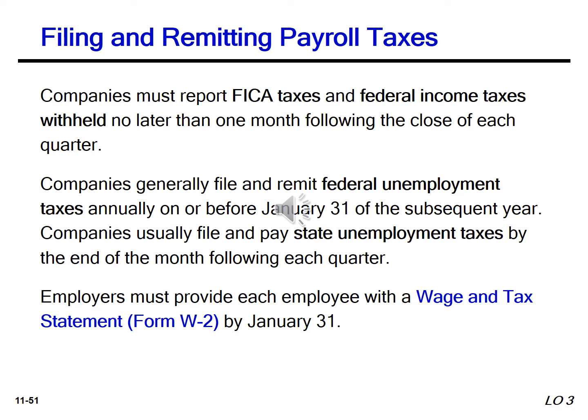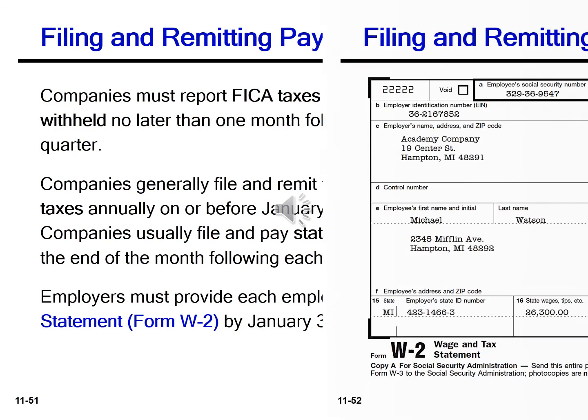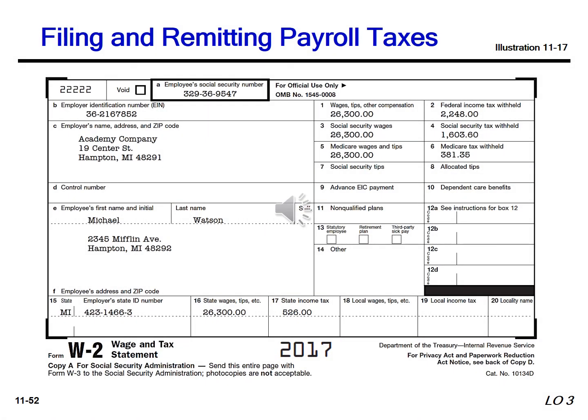Employers must provide each employee with a wage and tax statement form by January 31st. Again, just to remind you, these are United States of America rules and regulations, and they do not necessarily apply exactly for other countries. This slide shows you the W-2 form that we just mentioned in the previous slide, which companies use to file their payroll taxes.